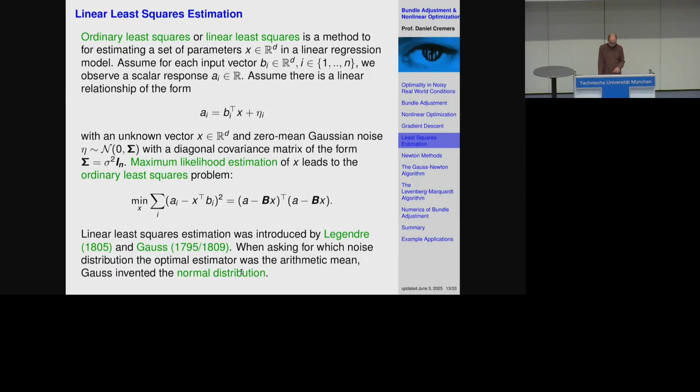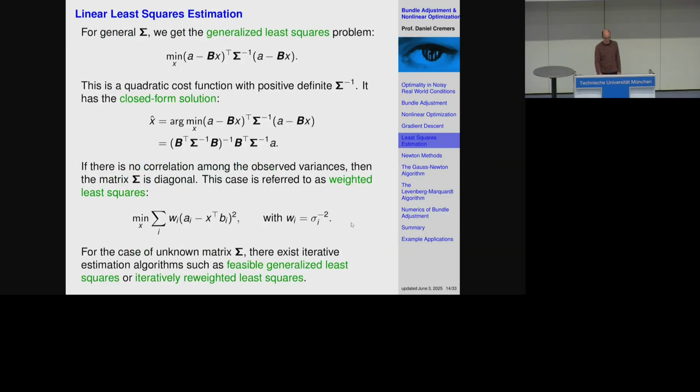And so this is how the normal distribution was invented. It is the distribution that, in the maximum likelihood estimation case, leads to the arithmetic mean. And the nice thing about this whole approach is that this is a quadratic loss function, and so it's very easy to minimize, right?